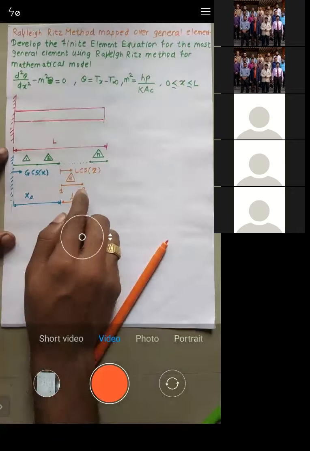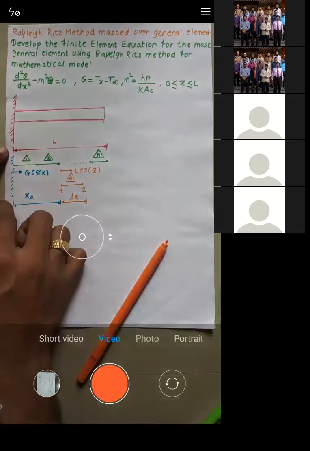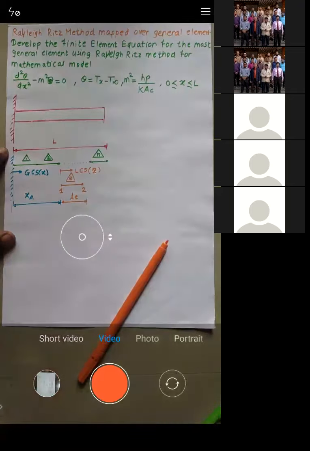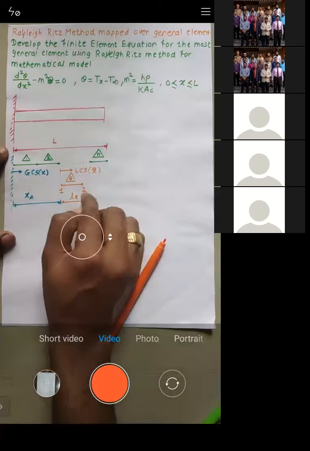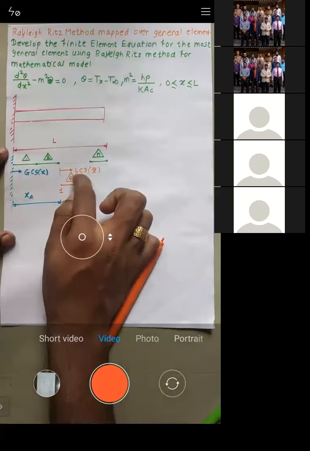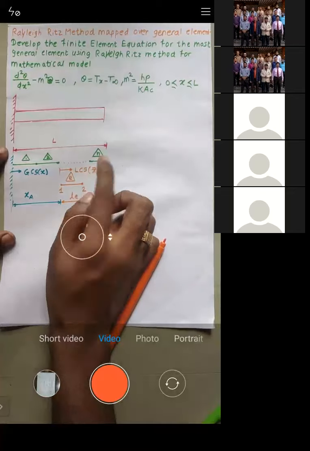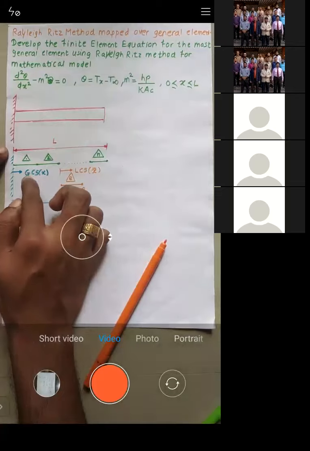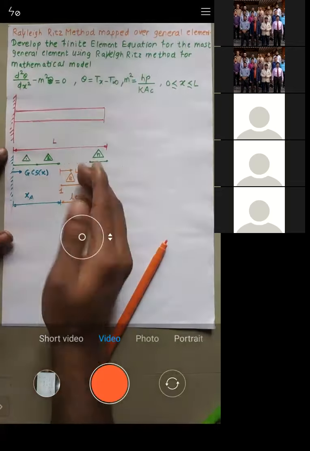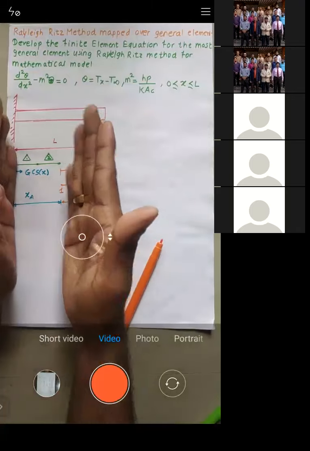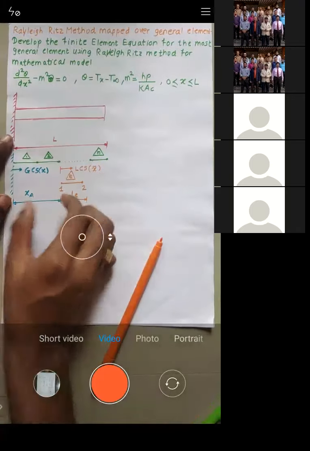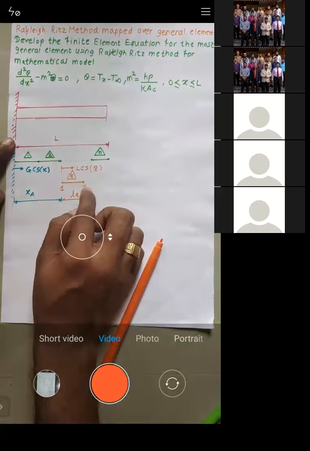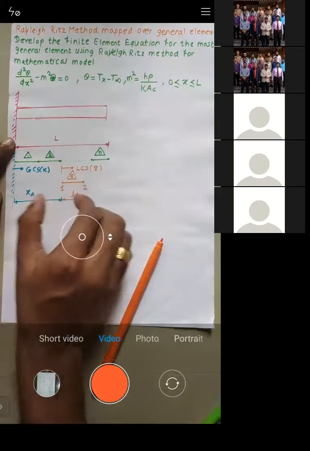But now, what is the location of node 2 with respect to this fixed support? The location of node 2 with respect to the fixed support is XA plus LE. When you locate 2 with respect to 1, it is called the local coordinate system, indicated by X bar. But when you locate 2 with respect to the fixed support, it is called the global coordinate system, indicated by X. The distance between global and local is XA. The location of 2 with respect to 1 is LE, but with respect to this fixed support it is XA plus LE.